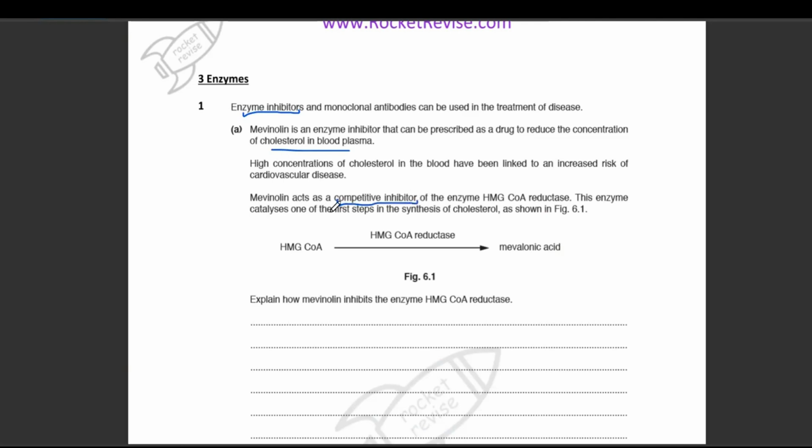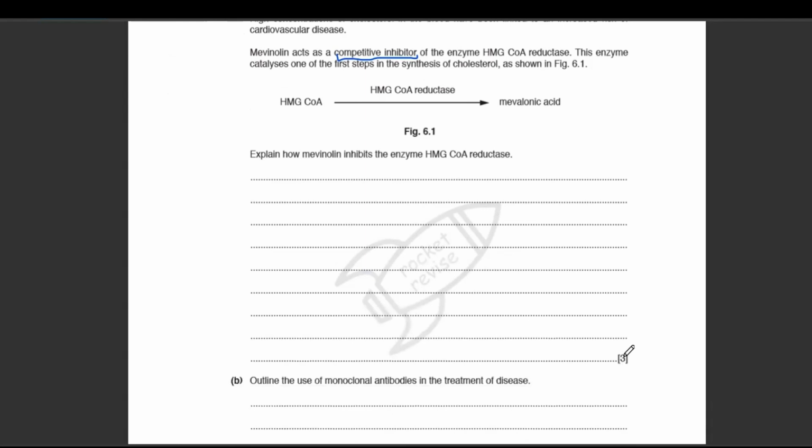So this enzyme catalyzes one of the first steps in the synthesis of cholesterol shown in figure 6.1. So HMG-CoA, and this is the enzyme, and you get the product. Explain how mevinolin inhibits the enzyme HMG-CoA reductase. So this is a 3-mark question, and they've already mentioned, okay, this is a competitive inhibitor. So what exactly are you going to write in it?